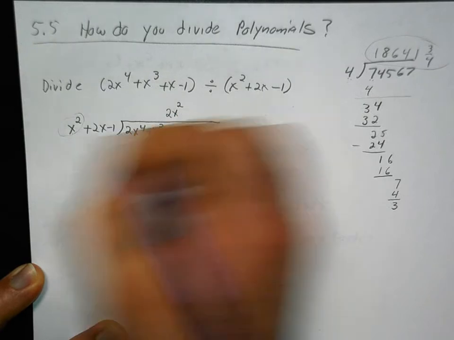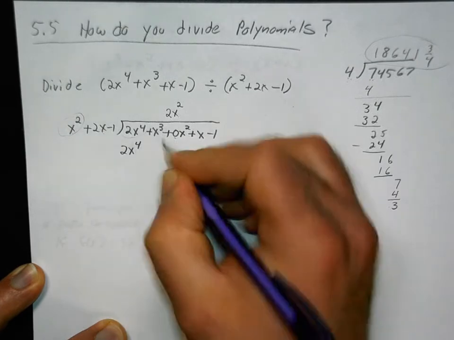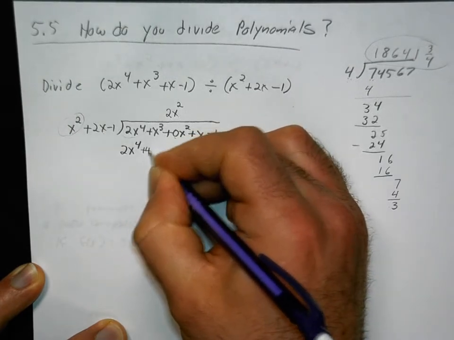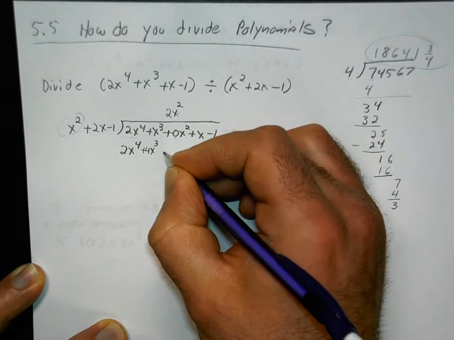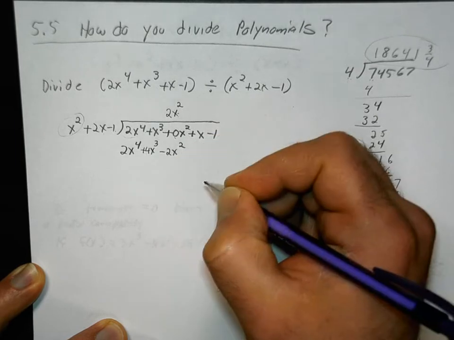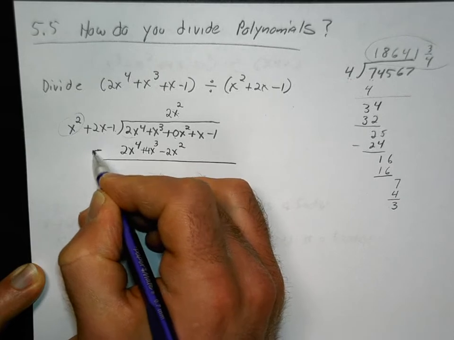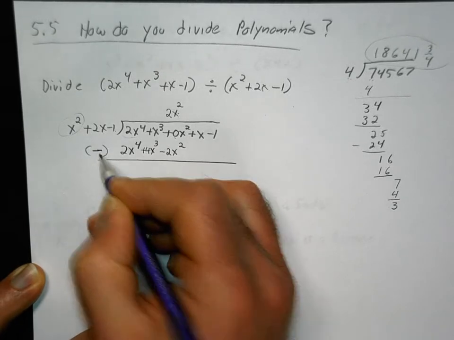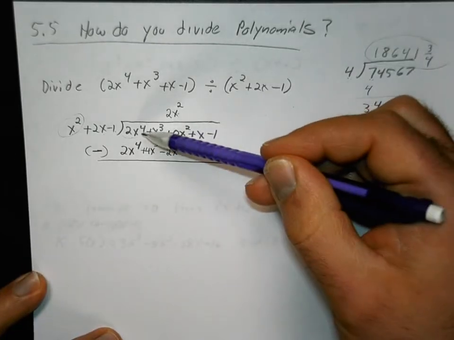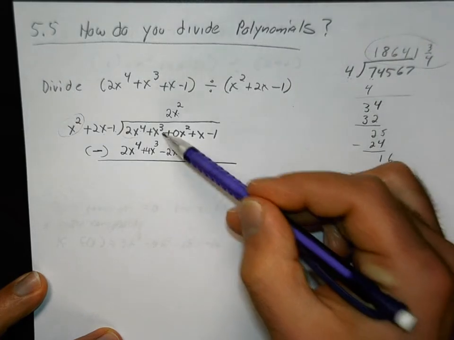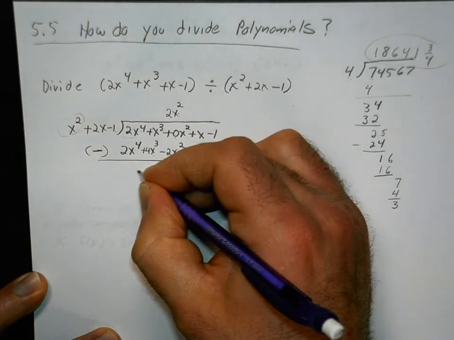So then I'm going to multiply this by everything here. I get 2x to the 4th. 2x squared times this is 4x cubed. And then this times this is minus 2x squared. Then I'm going to draw my line. The key here is that I'm subtracting. So I like to make sure that I see that it's subtraction here, and everything I have to subtract. So this minus this goes away. x cubed minus 4x cubed would be a negative 3x cubed.